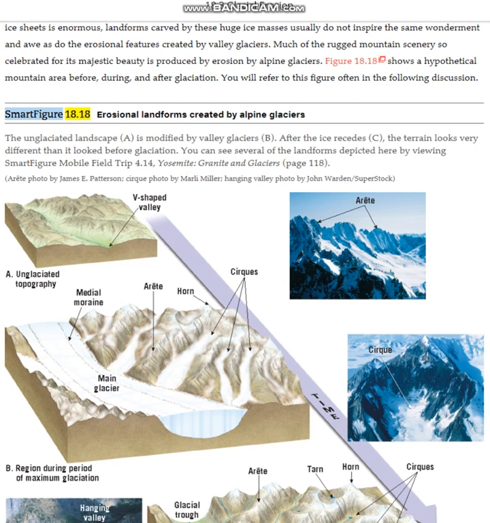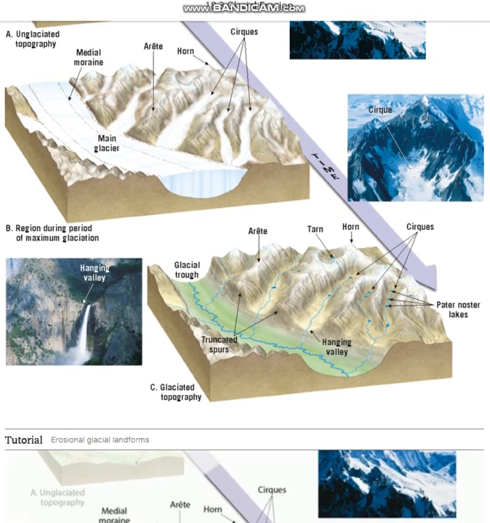Smart Figure 18.18: Erosional landforms created by alpine glaciers. The unglaciated landscape, A, is modified by valley glaciers, B. After the ice recedes, C, the terrain looks very different than it looked before glaciation.